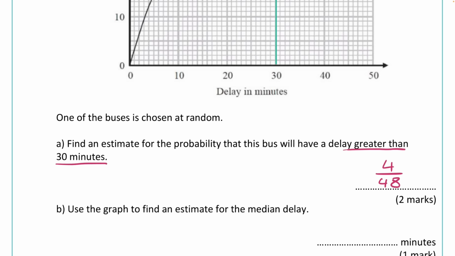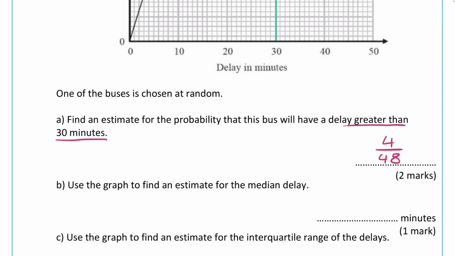Of course, you can write that in its simplest form. You can type it in on the calculator. If I type it in, it comes out as 1 over 12. Either one of those answers would be fine. Of course, you could also convert it to a decimal or percentage if you wanted. Again, similar scenario to before. I don't know why you would. It's just sort of using time that you don't need to spend. So 4 over 48 is absolutely fine there for a probability.